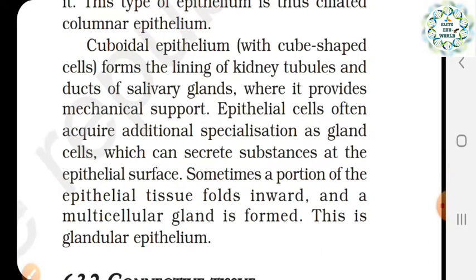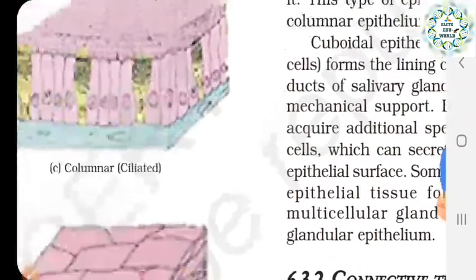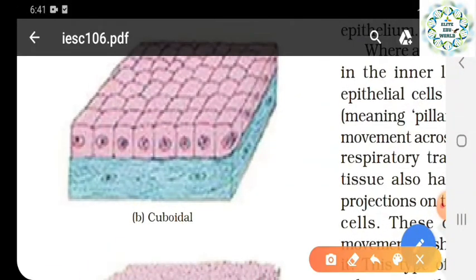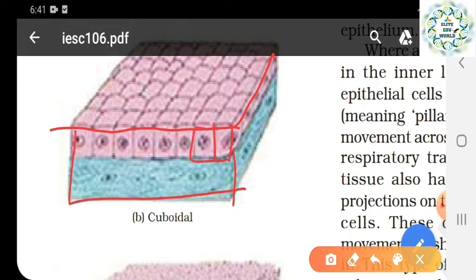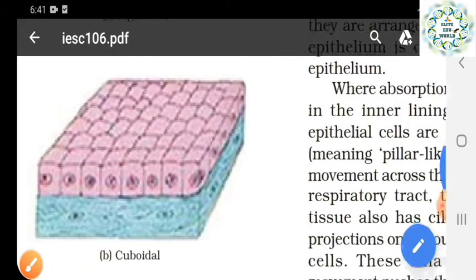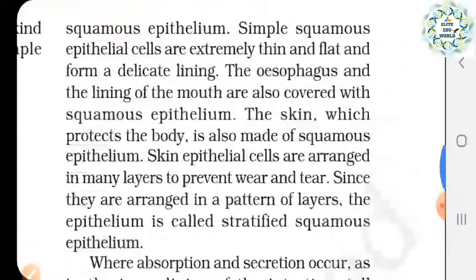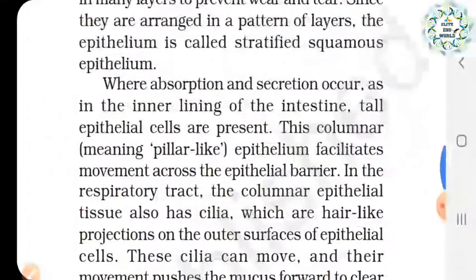Next is cuboidal epithelium, because it looks like a cube shape. So here is a cuboidal epithelium. You can see the structure of this tissue, which has a cube-like structure. Each and every cell looks like a cube, and that is why it is given the name cuboidal tissue.